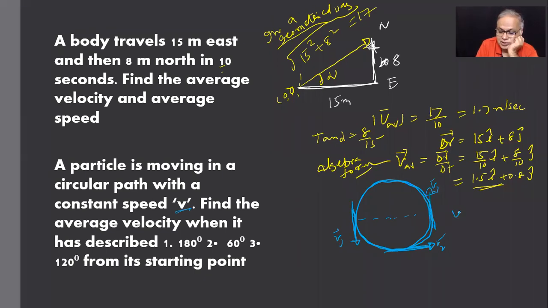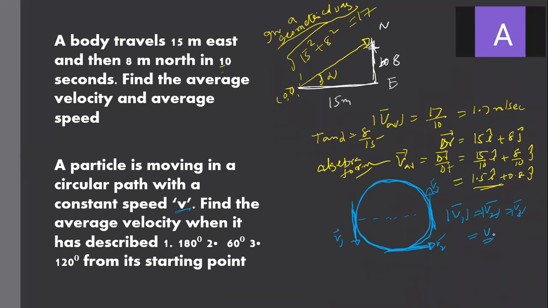We should say that mod v1, the magnitude of velocity here, mod v2, that is the speed, is equal to mod v3, is equal to what? Simply v. That's what you mean by saying that it is going in a circular path with a constant speed v.